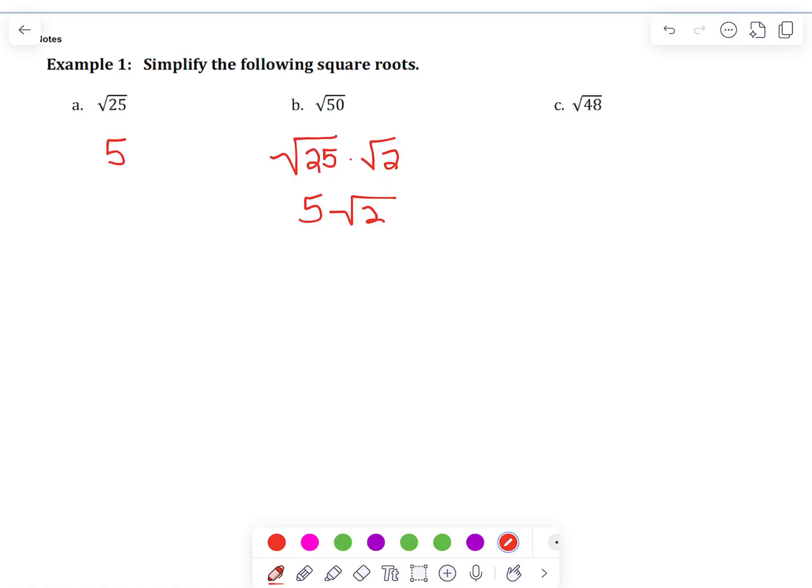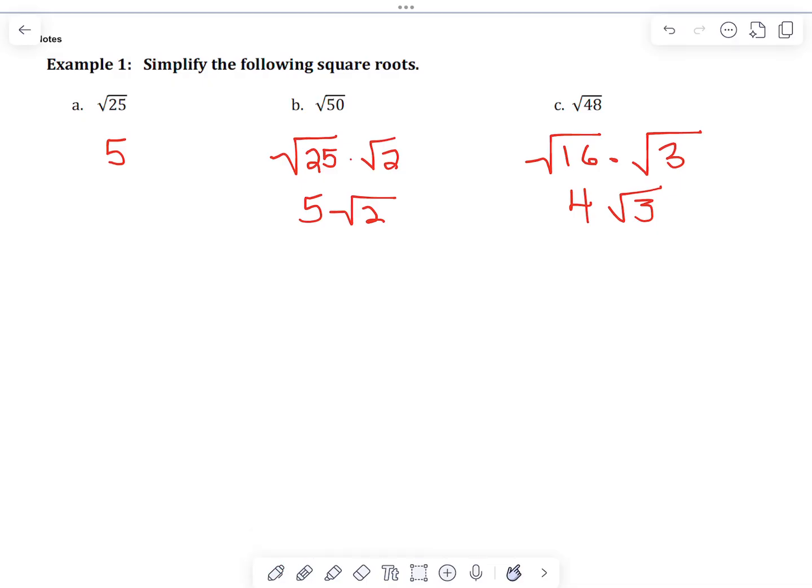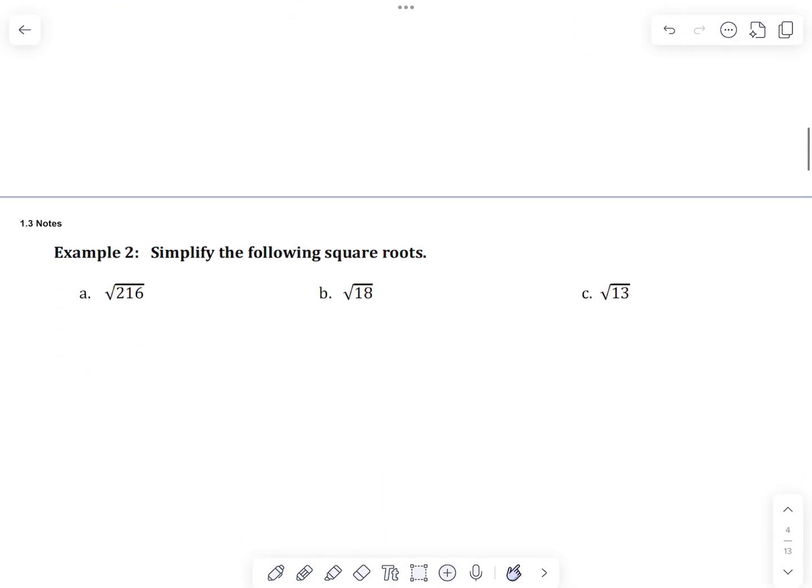Now we have the square root of 48. 48 again is not a perfect square, so we're going to use our product property and separate out into two radicals. And then we have the square root of 16 and the square root of 3. The square root of 16 is a perfect square, so that square root of 16 is 4 and then 3. So 4 square roots of 3.